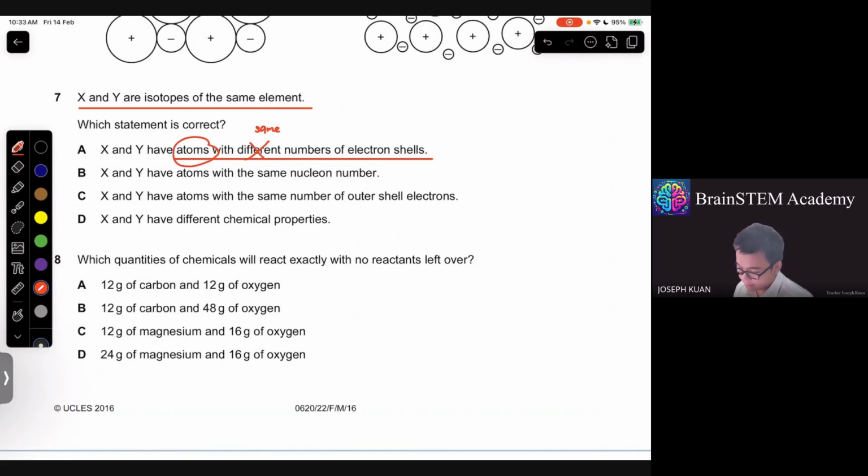Particularly, they are the same atom, and then they should have the same chemical properties as they have the same number of outer shell electrons, and also the same electron arrangement. So in that sense, we will have C as an answer. They have the same number of outer shell electrons.